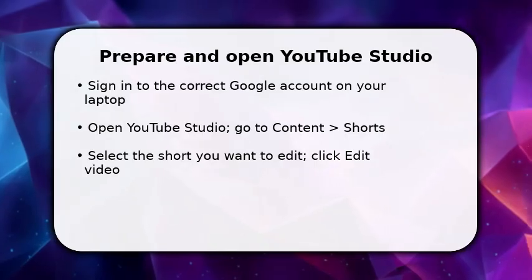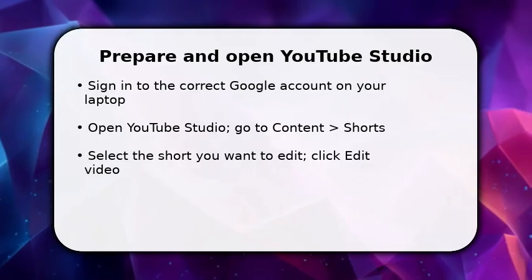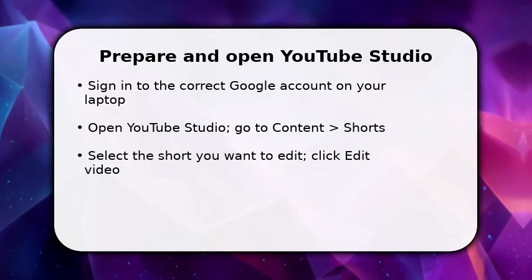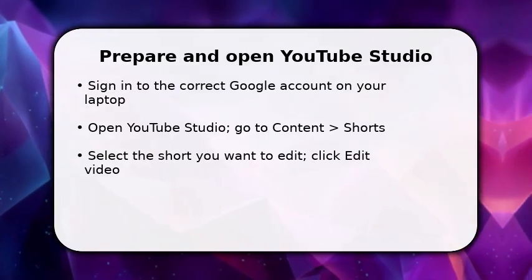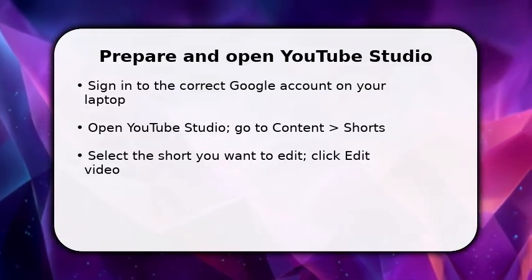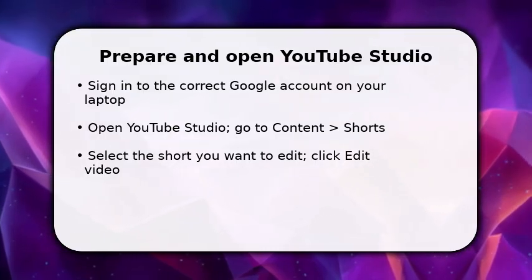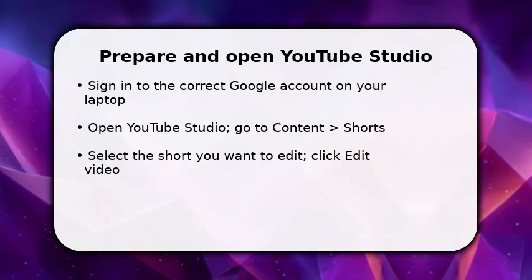You start by making sure you're signed into the Google account that uploaded the short. This matters because edits only affect the uploader. Once signed in, open YouTube Studio, then navigate to Content and filter for Shorts so you can find the clip quickly. Click the three dots on the short and choose Edit Video.